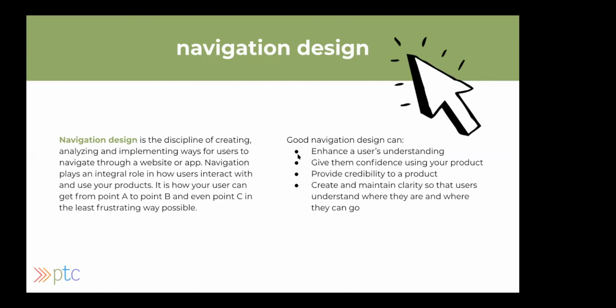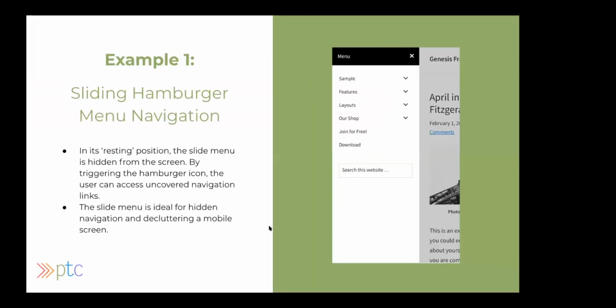frustrating way possible. Being able to create a good navigation design can enhance your users' understanding, make them feel more confident when using your product, and many more positive outcomes. Here's an example of good navigation design, the sliding hamburger menu navigation. Many of you have probably seen this before on applications or websites that you use. In its resting position, the slide menu appears to be hidden, but when the user presses the hamburger icon, they can access the uncovered navigation links. This is a great way to make a mobile screen decluttered for the user's optimal viewing experience.